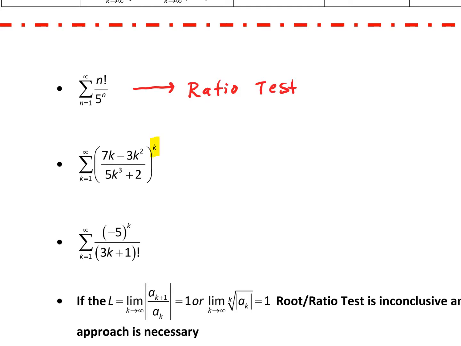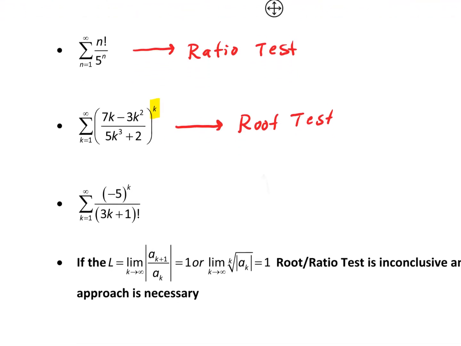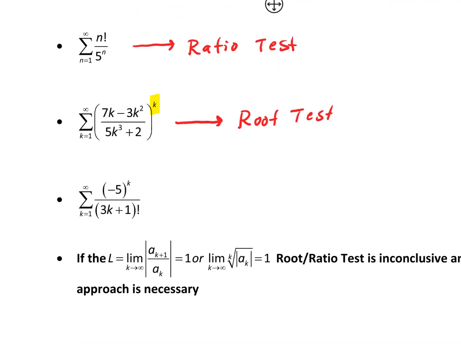This next one has the entire expression inside of a power of k. That to me is like a flashing neon sign that a root test is a great option here. This next one is really similar to the first one, with an exponential, actually with a switch on it, -5 to the k, and a factorial. So again, great candidate for the ratio test. Those are all really good candidates for the ratio test.